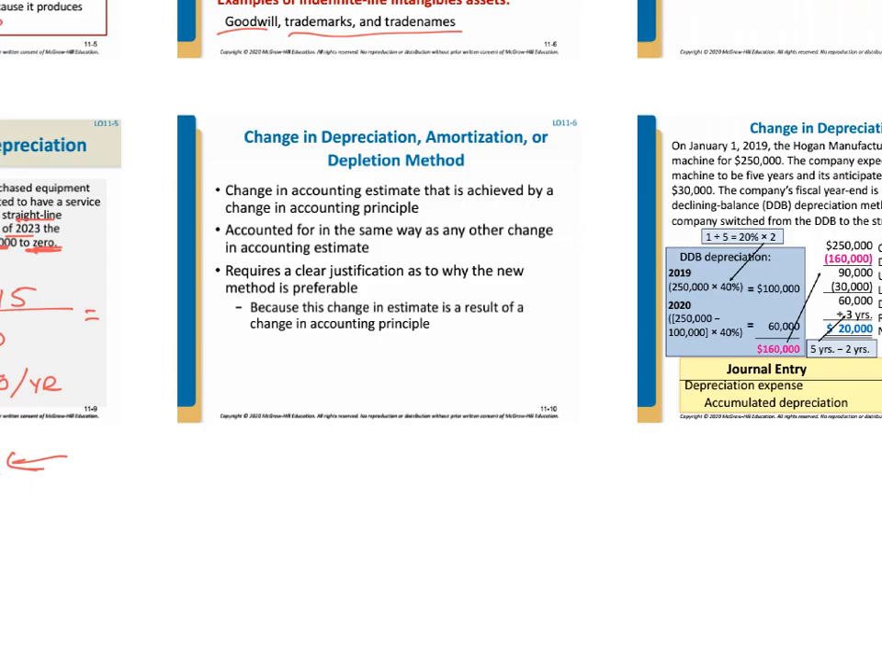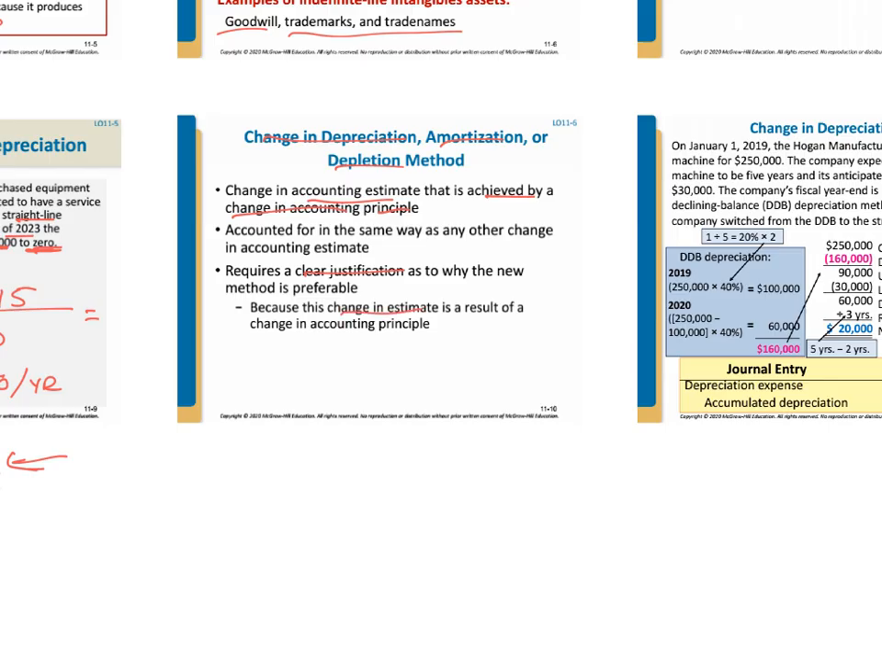Okay, the last topic is a change in the depreciation, amortization, or depletion method. This is handled prospectively, just like our other changes in estimates. One thing to note is that this change in estimate is achieved by a change in accounting principle, and this requires a clear justification in our notes disclosure.